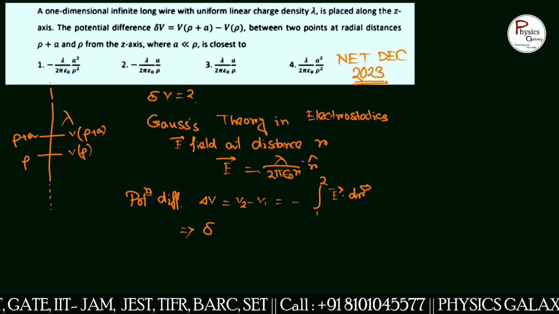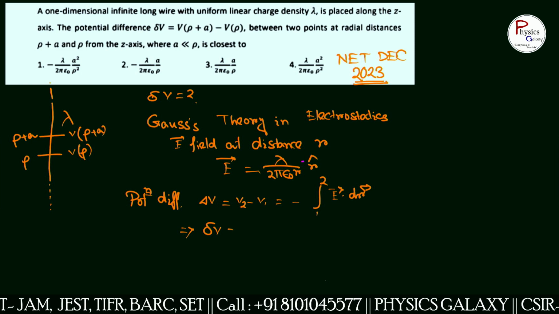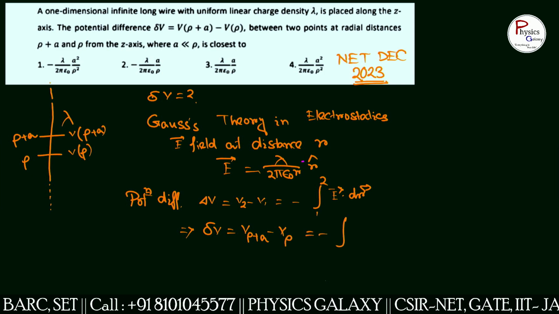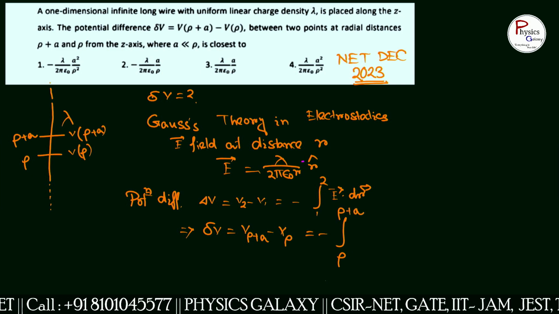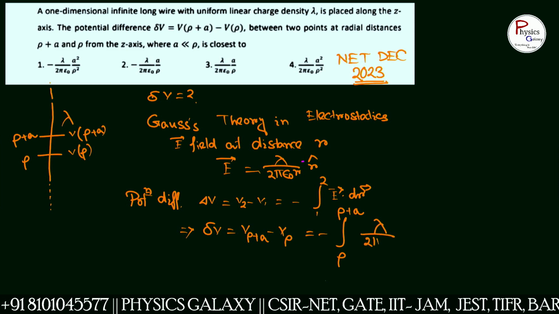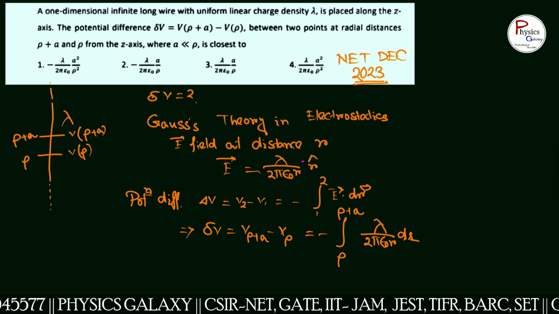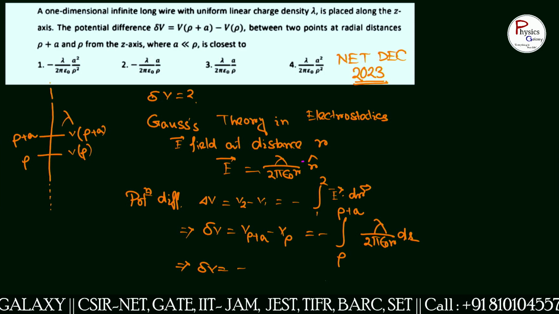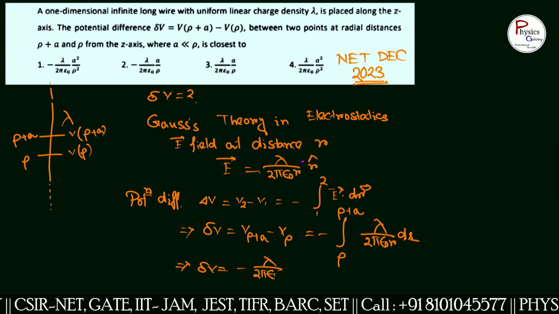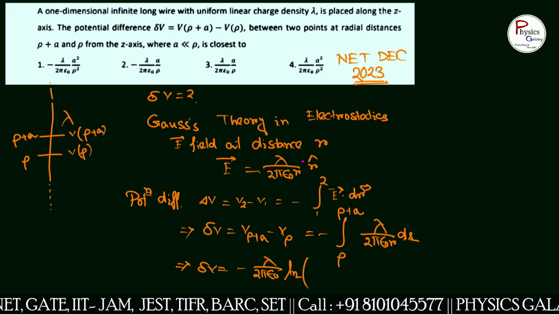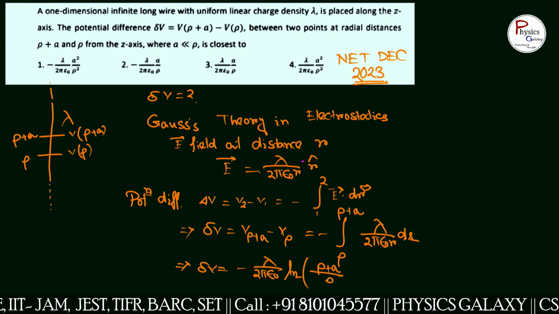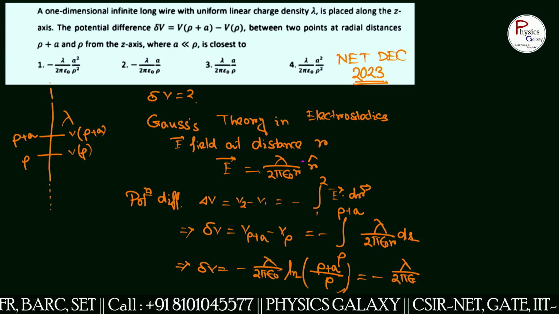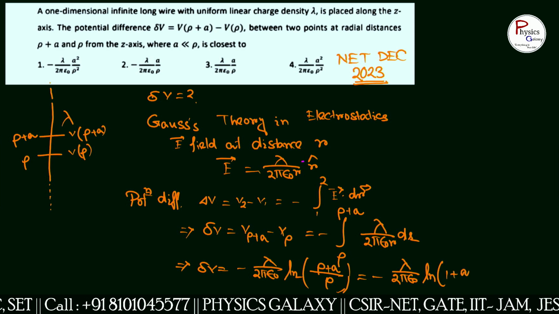So from the given question, delta V equals to V of rho plus a minus V of rho equals to the integration with limits rho to rho plus a, after putting the E value lambda by 2 pi epsilon 0 r into dr, we get delta V equals to minus lambda by 2 pi epsilon 0 ln of (rho plus a) by rho, equals to minus lambda by 2 pi epsilon 0 ln (1 plus a by rho).